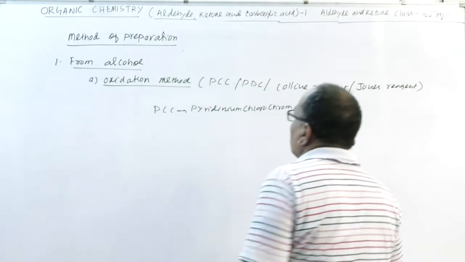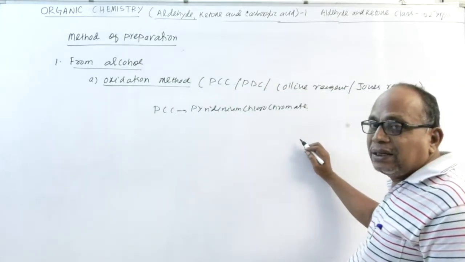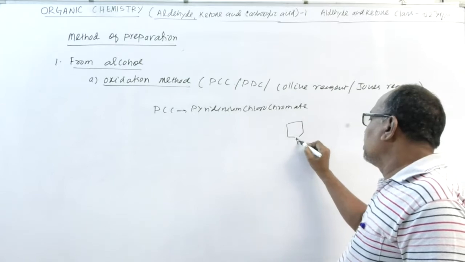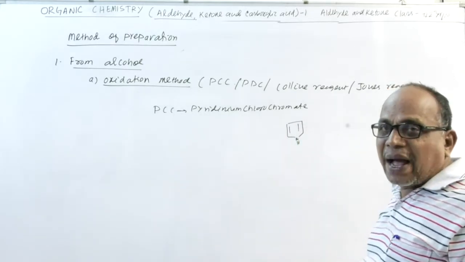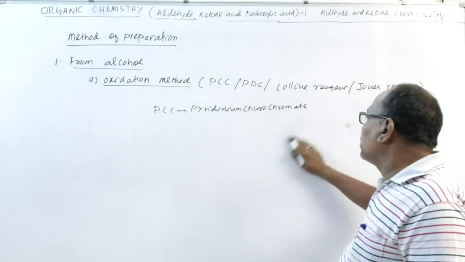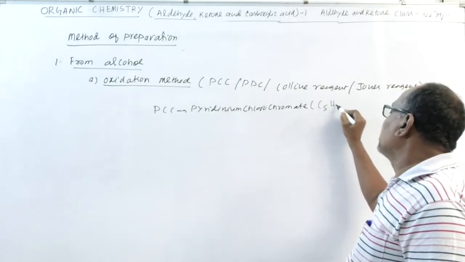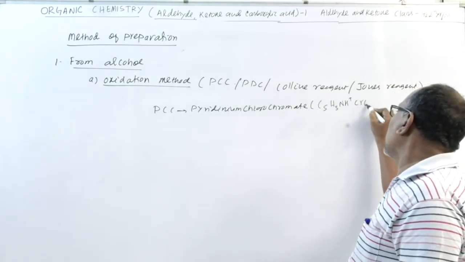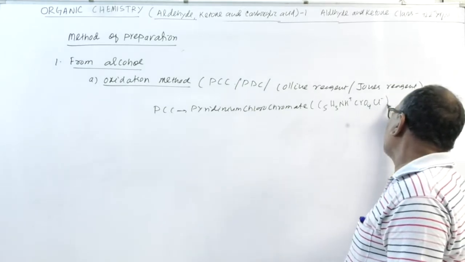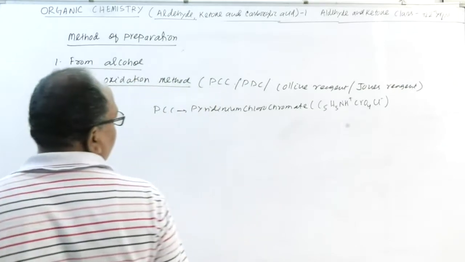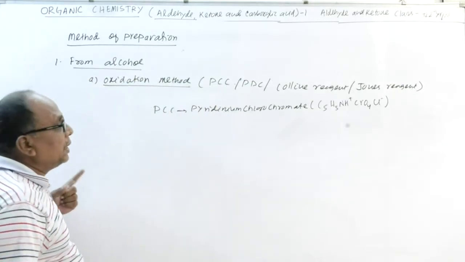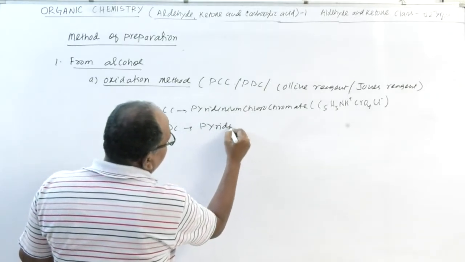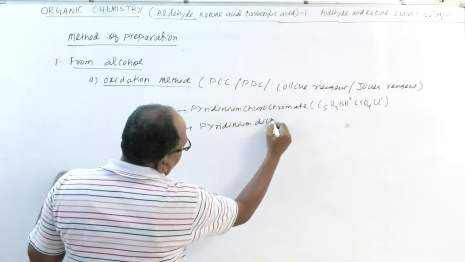So pyridinium chlorochromate. This is pyridine, you know, a heterocyclic compound. This is called pyridine. This is called pyrrole. Pyrrole, pyridine. So the molecular formula is C5H5NH+ CrO4Cl-. This is called PCC, pyridinium chlorochromate. If you say PDC, PDC means pyridinium dichromate.